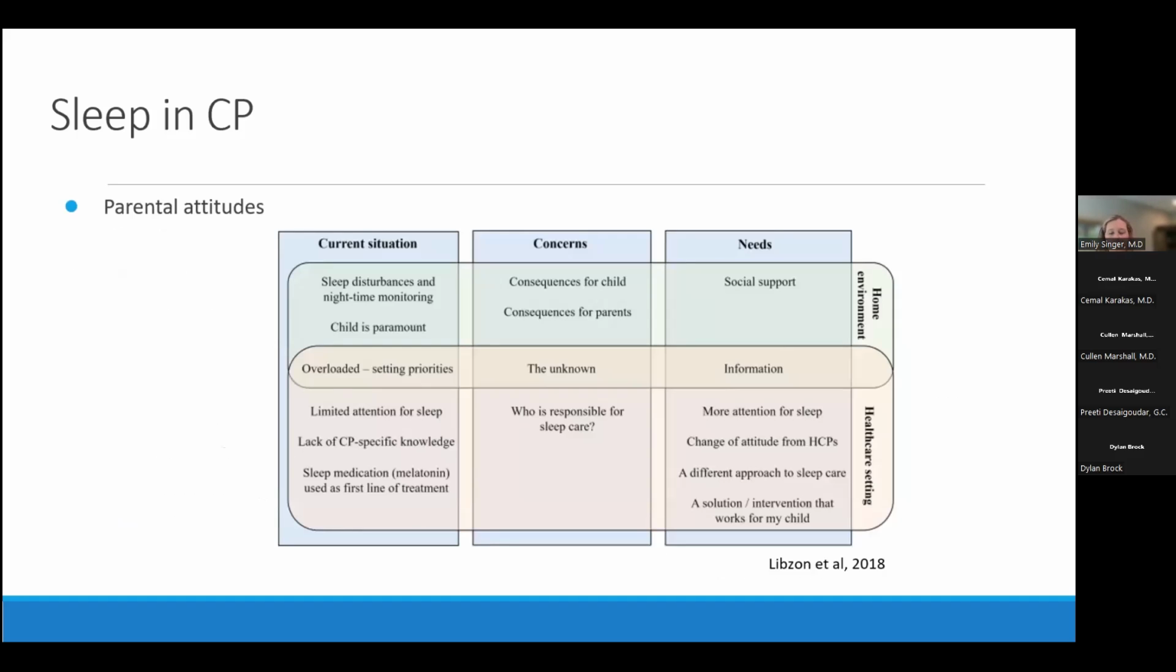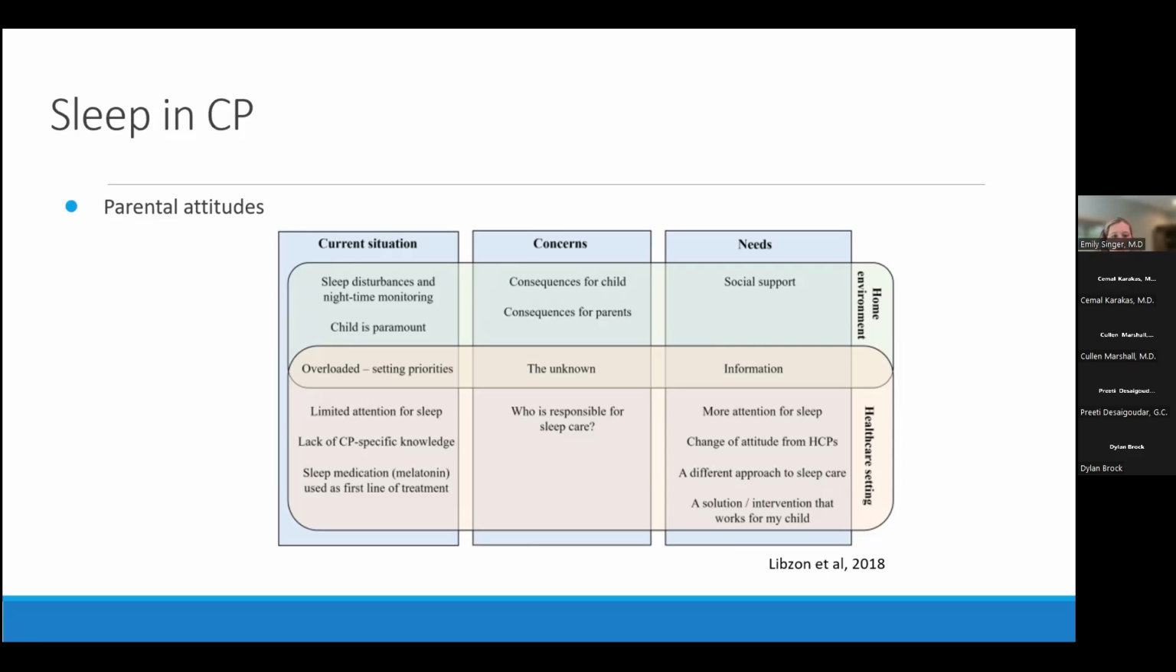All right. And then I thought it was interesting to recognize parental attitudes towards sleep in children with cerebral palsy. So this article took the parental perspective about what their concerns were around their kids' sleep. They categorized it into things that they were concerned about in the home, as well as things that they were concerned about in the healthcare setting. You can see in the home, they were worried about possible sleep disturbances and how to monitor their child at nighttime. And then in the healthcare setting, they really felt like there was limited attention for sleep. There's this overload where they have a lot of problems going on, and it's hard to get to every single one.